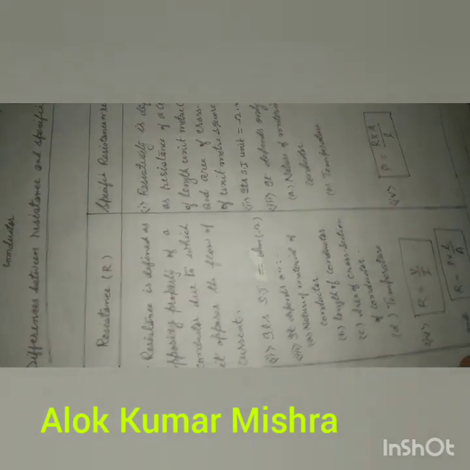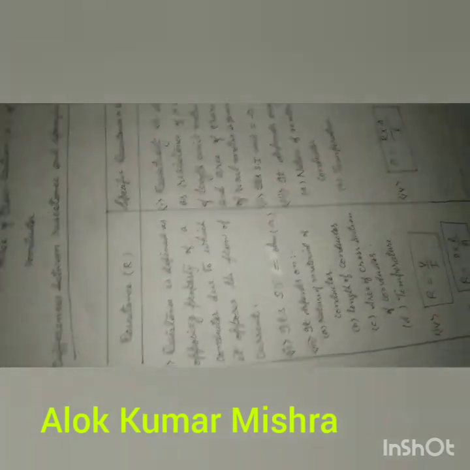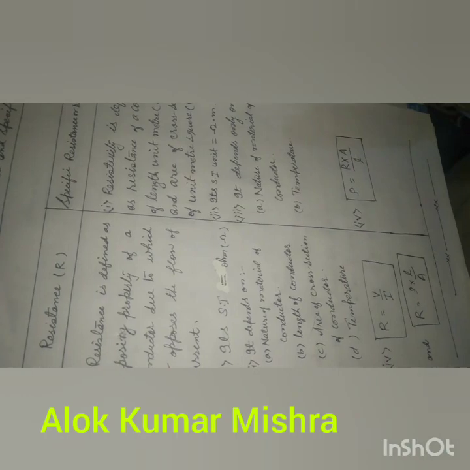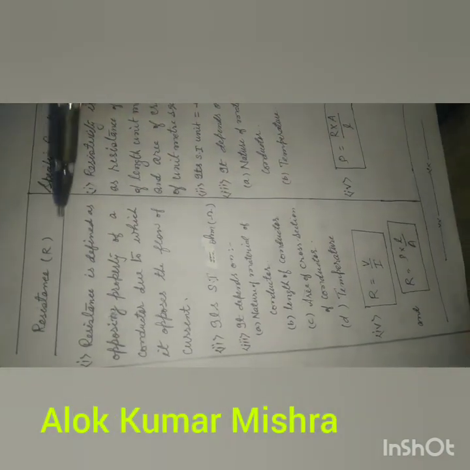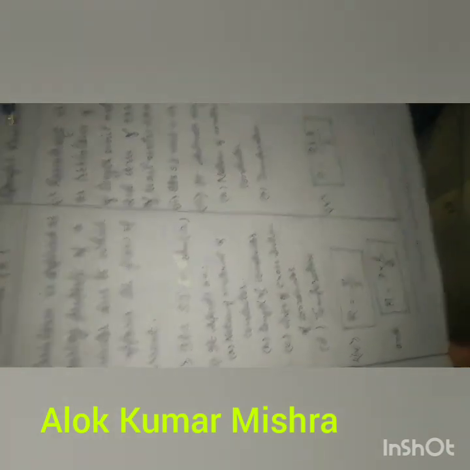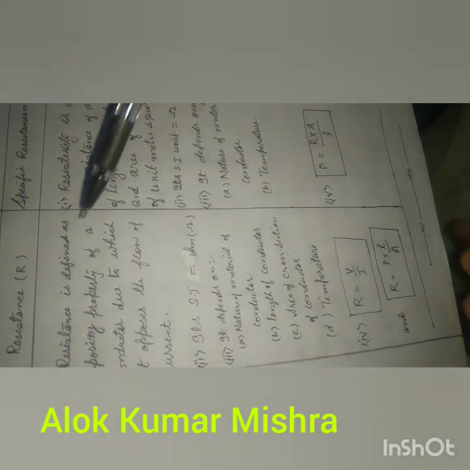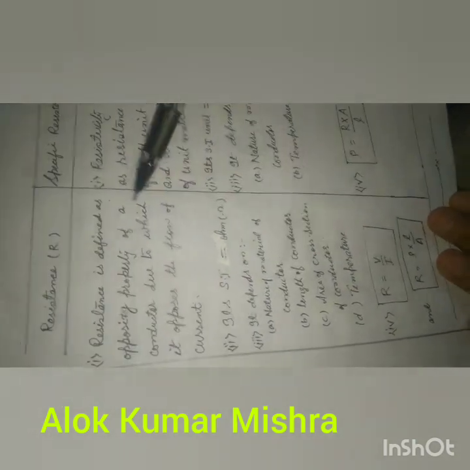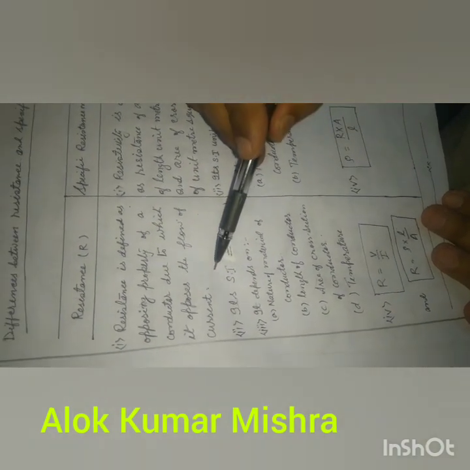So now come to the point here: what are the differences between resistance and specific resistance? I have just drawn in columnar method. In one column I have written resistance and in the other specific resistance or resistivity. Resistance is defined as the opposing property of a conductor due to which it opposes the flow of current.